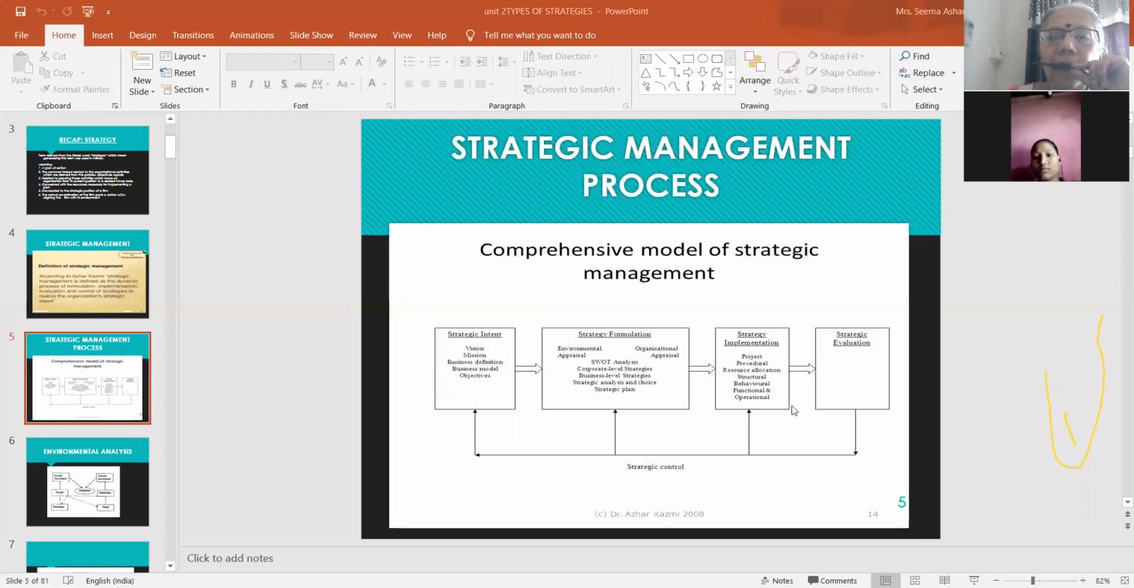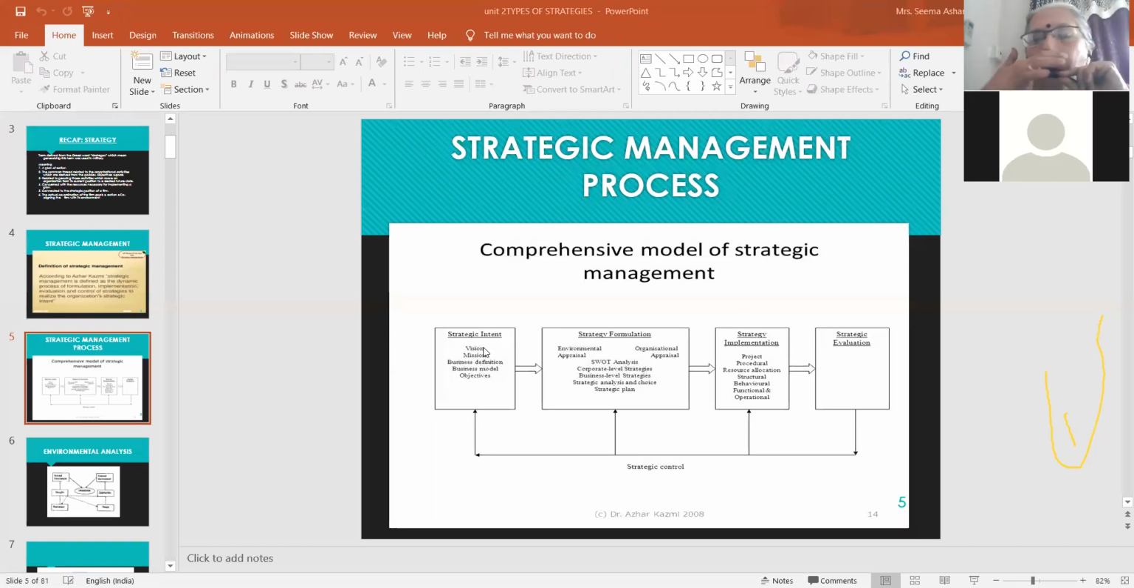This picture, this diagram should be memorized by you thoroughly because this gives you the comprehensive model for strategic management. As I told you earlier, it consists of five steps. Strategic intent, we have learnt in unit 1. Intent consists of vision, mission, objectives, goals, and so on. Then the second phase is strategic formulation, where we have learned that before a strategy is formulated, you need to carry out SWOT analysis through environmental appraisal and organizational appraisal.